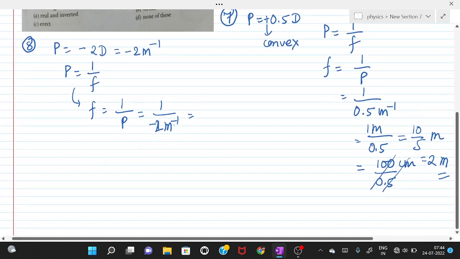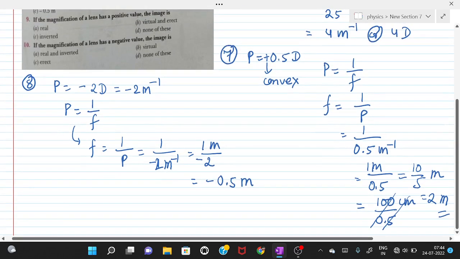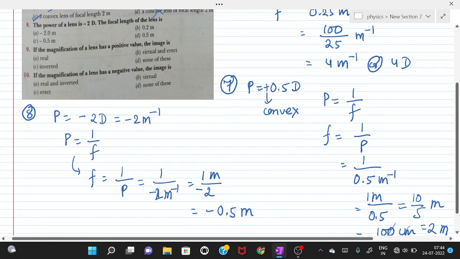So meter inverse will go up. So it will become 1 meter by minus 2. This is equal to minus 0.5 meter. So the correct option is option C. So C is the correct option for question number 8. Now we are going to see question number 9.